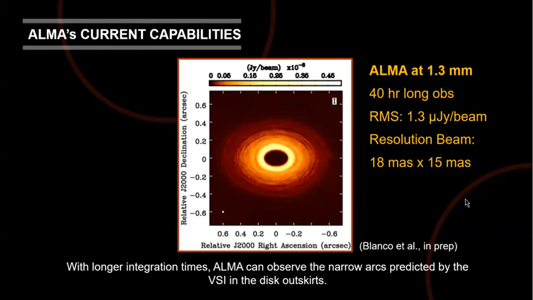We also investigated the potential of ALMA to observe these finer, low contrast features with longer integration times. We performed a simulated 40-hour ALMA observation at 1.3 millimeters for the 45-degree inclination case. The reason we chose the 45-degree inclination case was because this showcased these outer arcs the best. The final RMS was 1.3 microjanskys per beam, and the resolution beam was 18 milliarcseconds by 15 milliarcseconds. Here, while the azimuthal bump is not very well resolved nor well separated from the inner ring of dust, we can clearly observe the several arcs in the outer regions predicted by our VSI models.